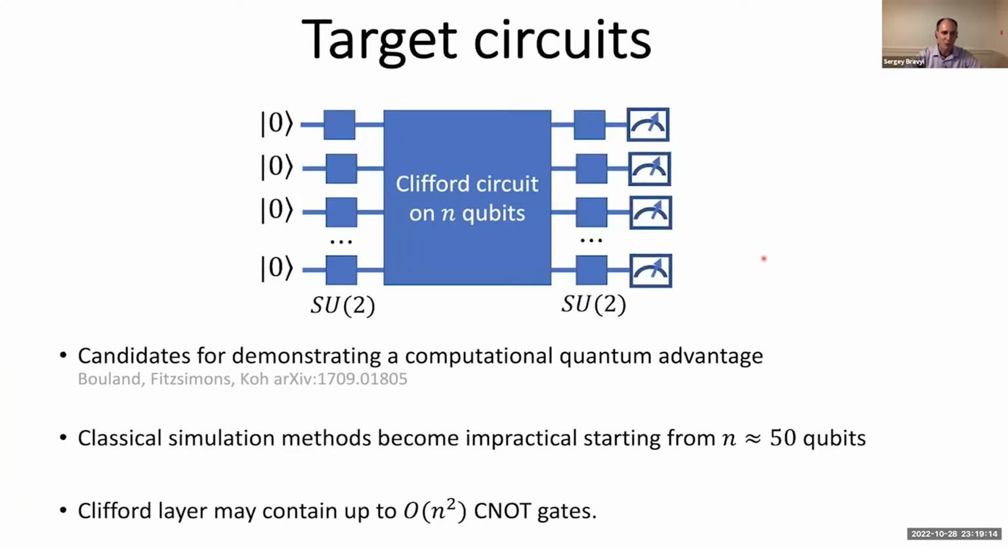Now, our approach works only for circuits that are dominated by Clifford gates. And for concreteness, let's assume that the circuit looks like shown here. So we have 2 layers of single qubit gates on the left and on the right. And in the middle, we have an arbitrary Clifford circuit. And the task is to sample the output distribution of this circuit.